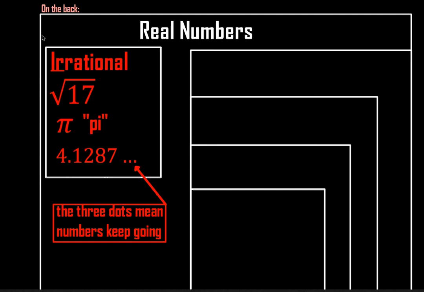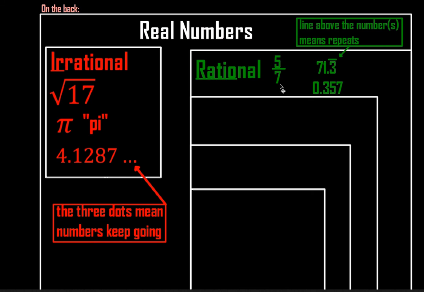However, for the real numbers that are rational, those can be in the form of a ratio. For example, we can have 5/7. Notice how those are two integers being compared through division. That line in the middle is the fraction bar. We can have a normal decimal. Again, this decimal ends, so therefore it is rational. You can also have a decimal like this, 71.3 repeating, and so make sure you see that line above it. That line above either one number or several numbers means it repeats.